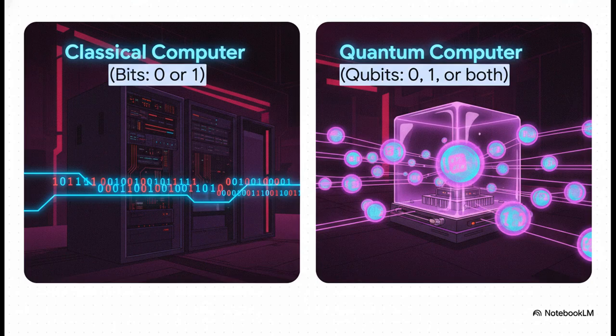Now, your computer, my computer, they all use bits, which are either a 0 or a 1. Simple. A quantum computer uses qubits. A qubit can be a 0, a 1, or kind of both at the same time. This weird property lets them attack certain problems in a completely different way that's exponentially more powerful.